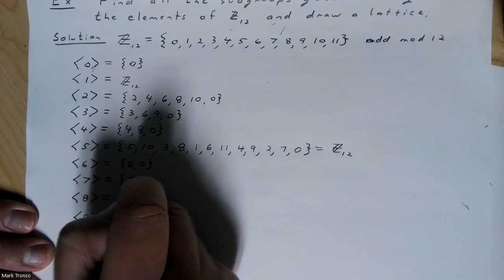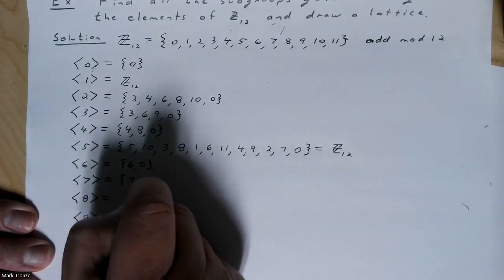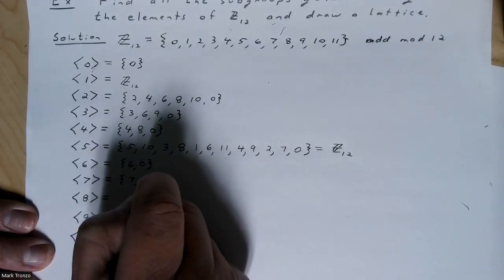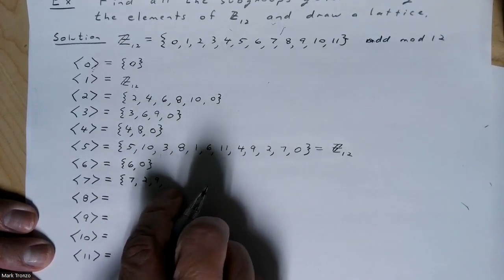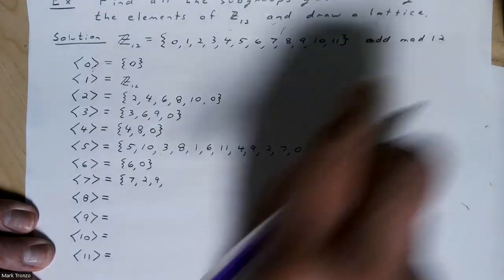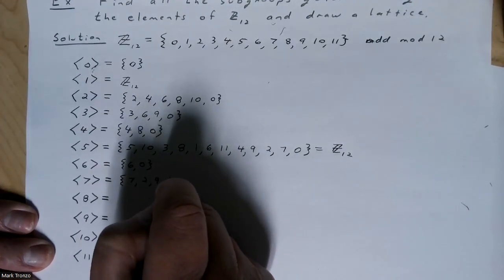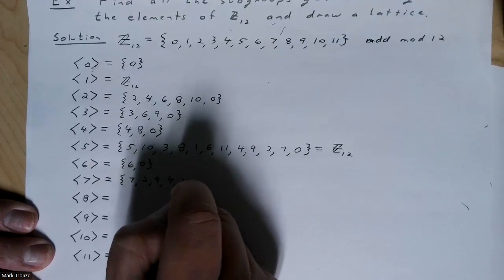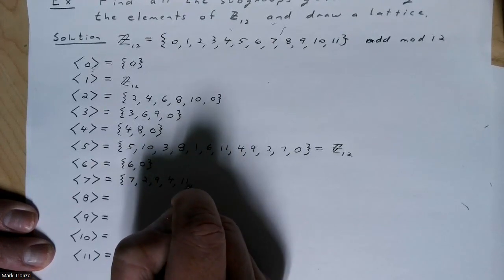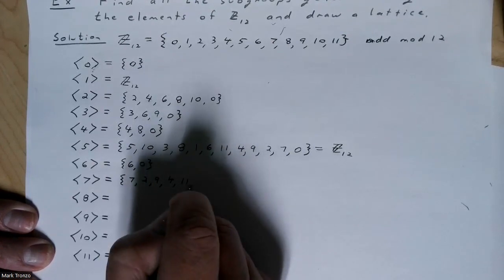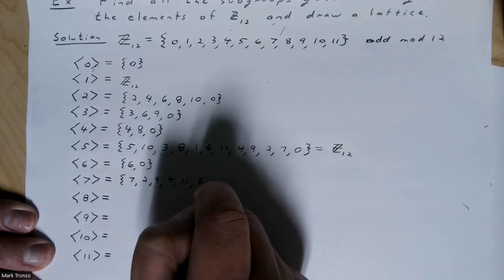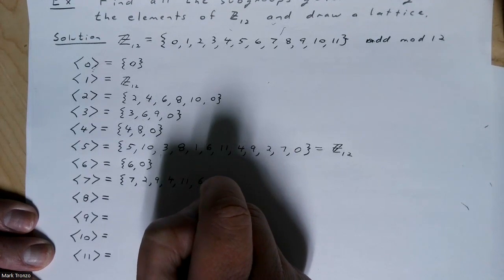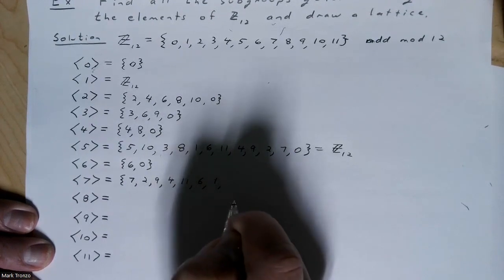And 7. 7 plus 7 is 14. 14 mod 12 is 2. 2 plus 7 is 9. 9 plus 7 is 16. Mod 12 is 4. Plus 7 is 11. 11 plus 7 is 18, which is 6 mod 12. 7 plus 6 is 13, which is 1 mod 12.